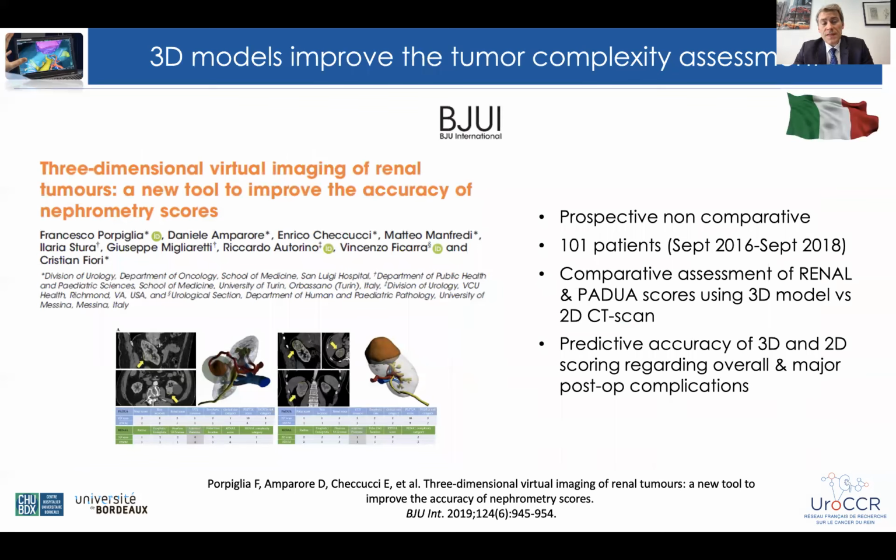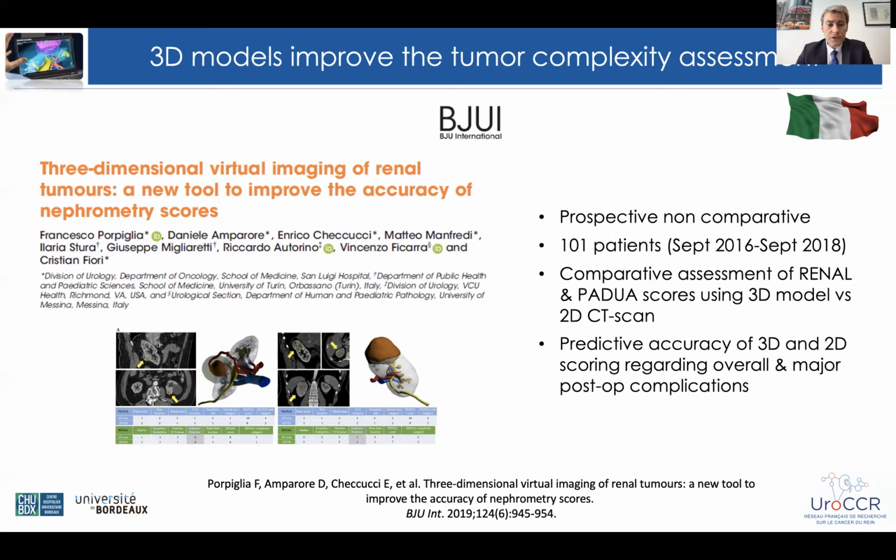So the questions that we can have in terms of outcomes in using these 3D models can be answered in the literature. The first question would be to know if these 3D models will improve the tumor complexity assessment by the surgeon, and especially the way that the surgeon will be able to use these 3D models to predict the risk of complications of the partial nephrectomy.